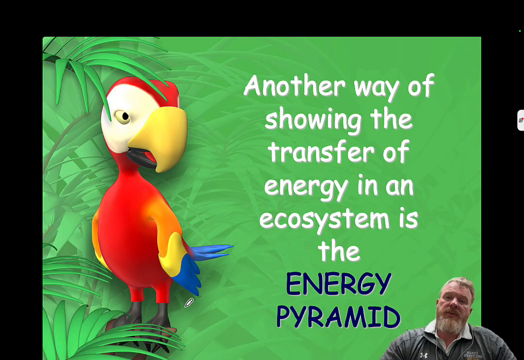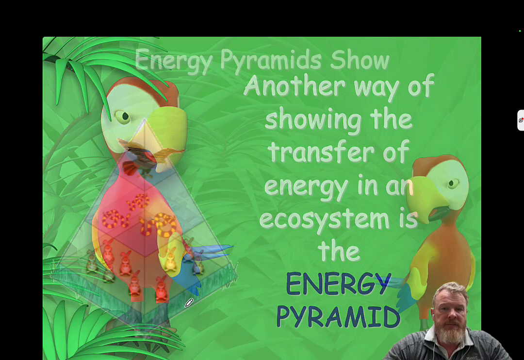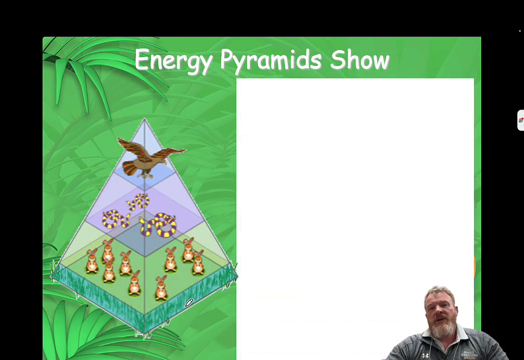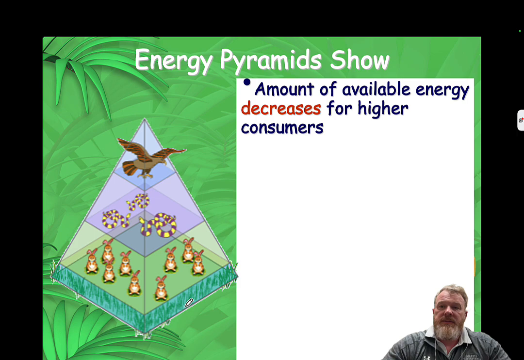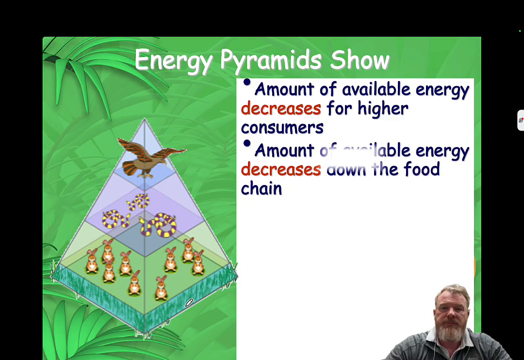Another way we can show this transfer of energy in the system is energy pyramids. We're going to talk about an energy pyramid, a biomass pyramid, and we are also going to talk about a pyramid of numbers. So let's talk about the energy pyramid first. It shows the amount of available energy at each level, and it decreases as we go up.